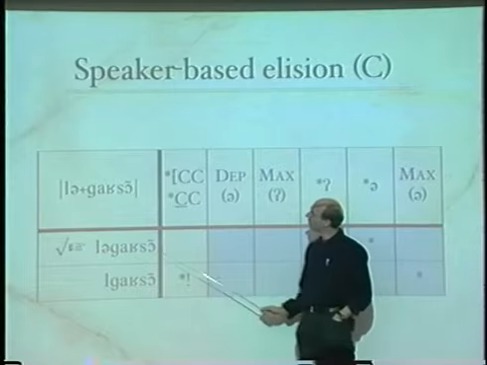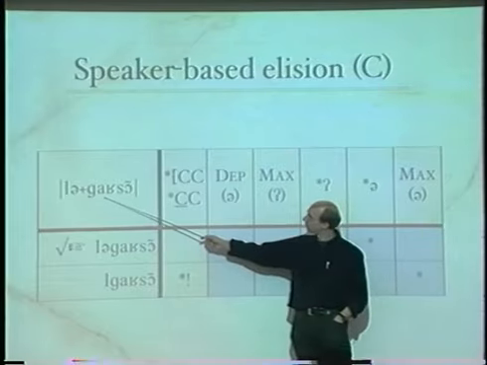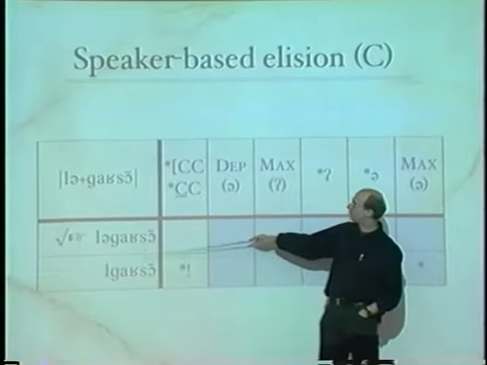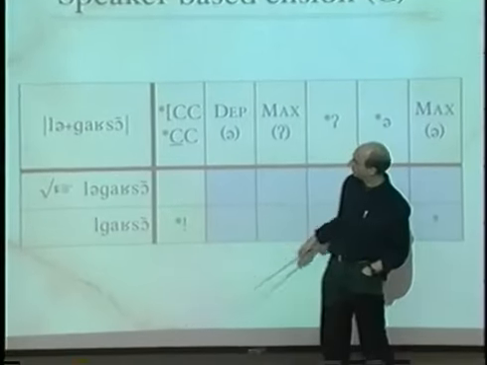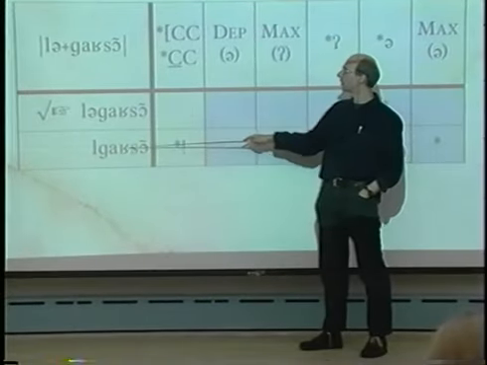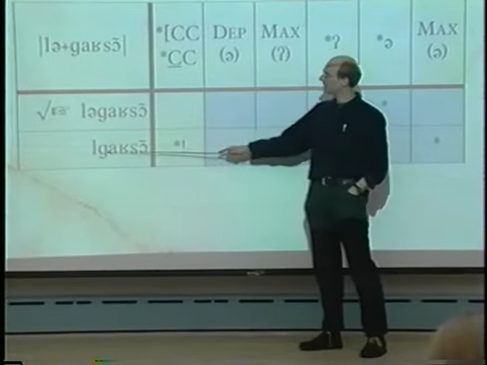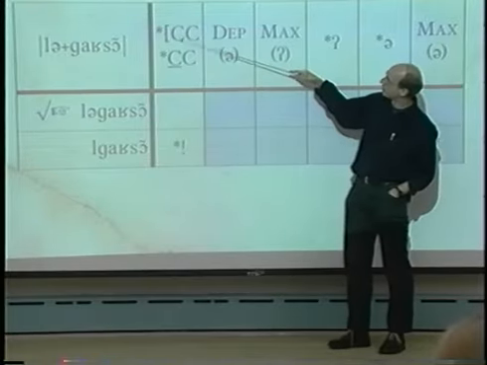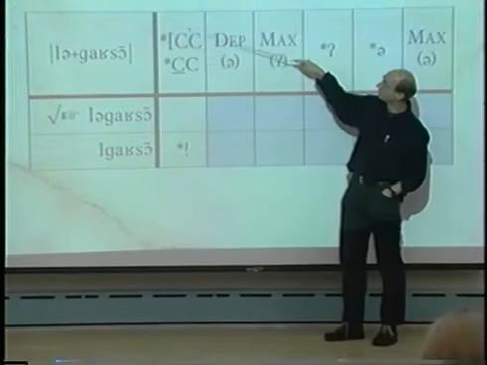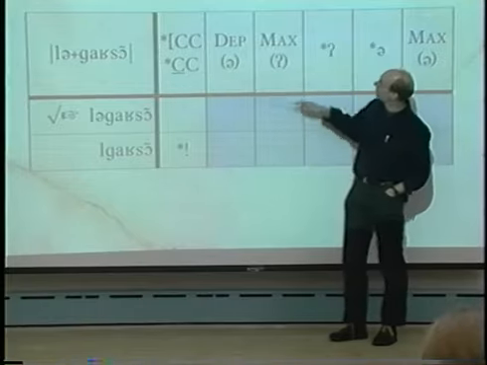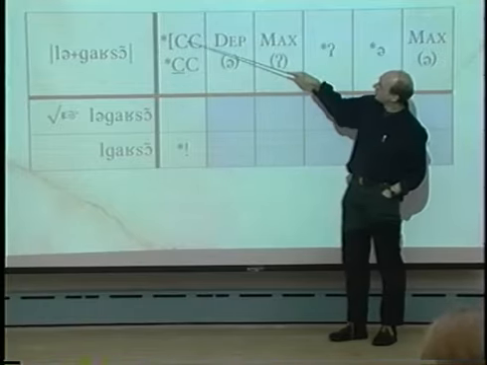So this is a tableau. In the top left cell we have an underlying form, le plus garçon. And here we have 2 candidates. There may be more, but there's no space on the wall here. So le garçon is a candidate, le garçon is a candidate. Well, this candidate is ruled out by a very high ranked constraint, namely this one. I put those 2 constraints in the same column because they're both high ranked and for reasons of space. Le garçon violates this constraint.